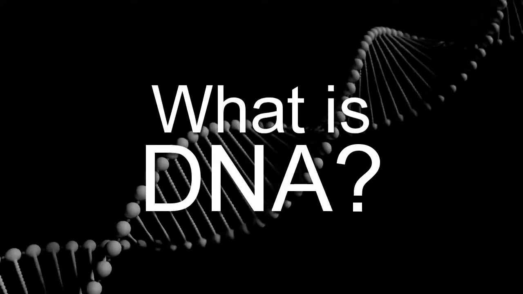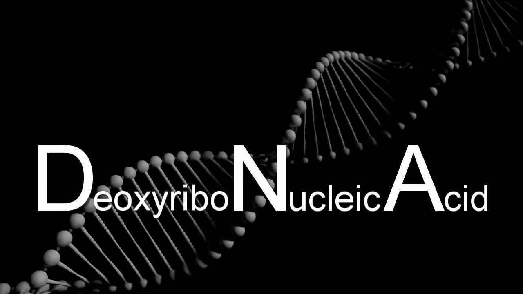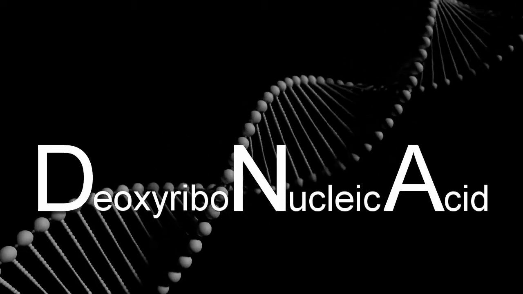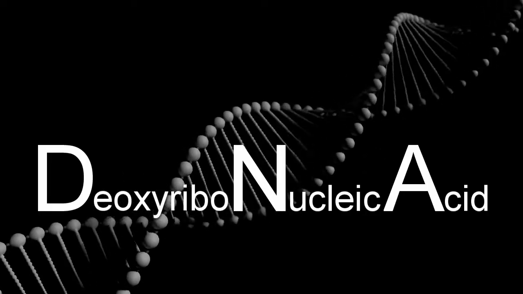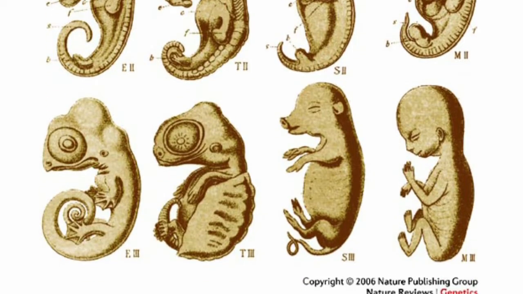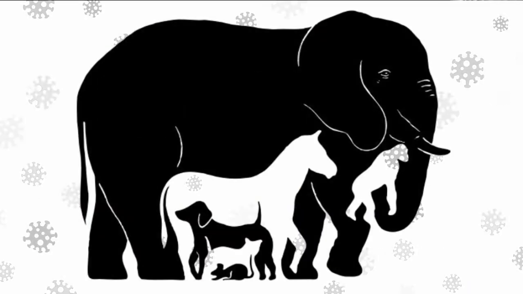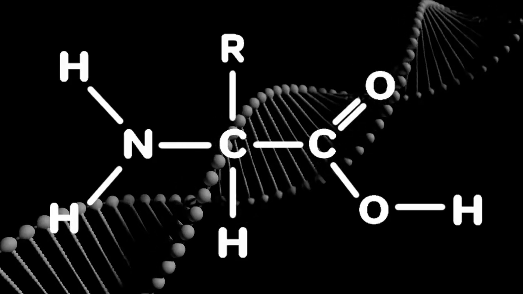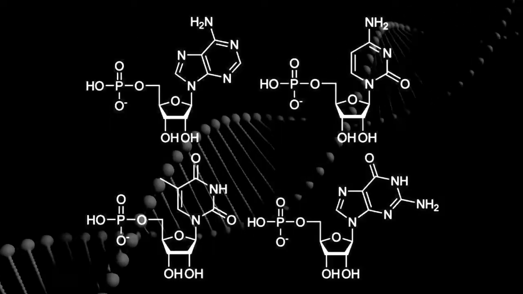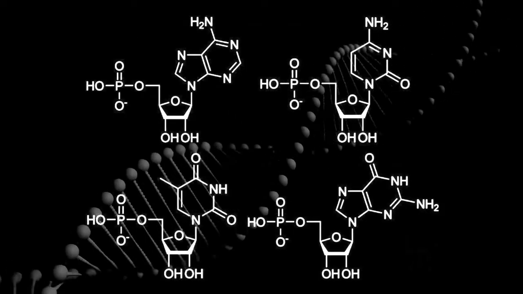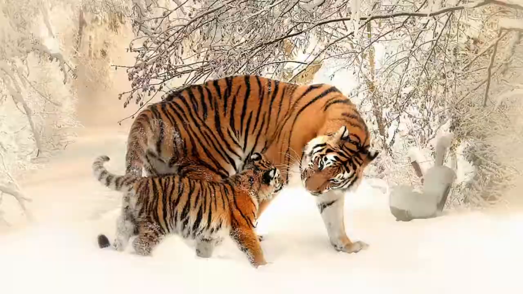What is DNA? DNA, or deoxyribonucleic acid, is a molecule composed of two polynucleotide chains carrying genetic instructions for the development, functioning, growth and reproduction of all known organisms and many viruses. Alongside proteins, lipids and complex carbohydrates, nucleic acids are one of the four major types of macromolecules that are essential for all known forms of life.